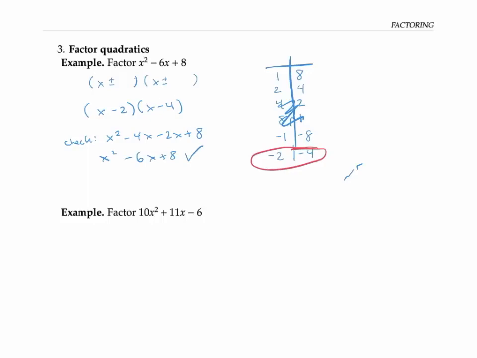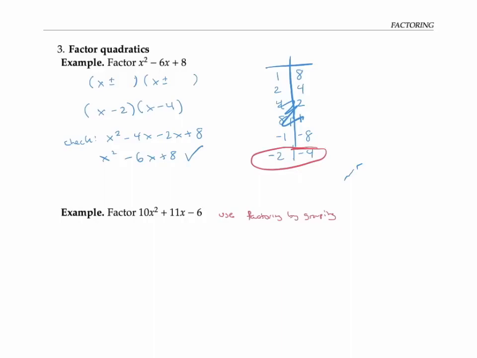Now this second example is a bit more complicated because now my leading coefficient, my coefficient of x squared, is not just 1, it's the number 10. Now there are lots of different methods for approaching a problem like this, and I'm just going to show you one method, my favorite method, that uses factoring by grouping.